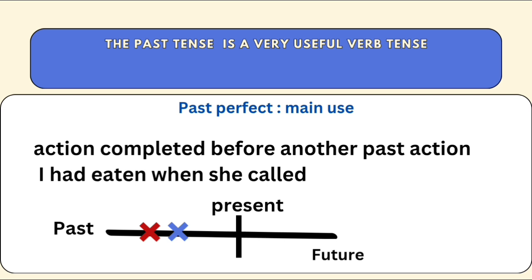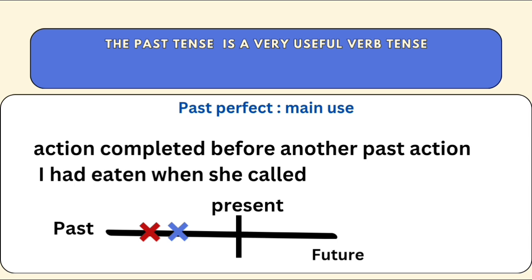Here's how to use it. We use it to talk about actions that were completed before another past action. Let me explain. Here's an example. I had eaten when she called. Okay, so here's your diagram. You're going to understand very quickly. Super simple. I had eaten when she called. That's it. So 2 past actions, but we use the past perfect to show a sequence of events.